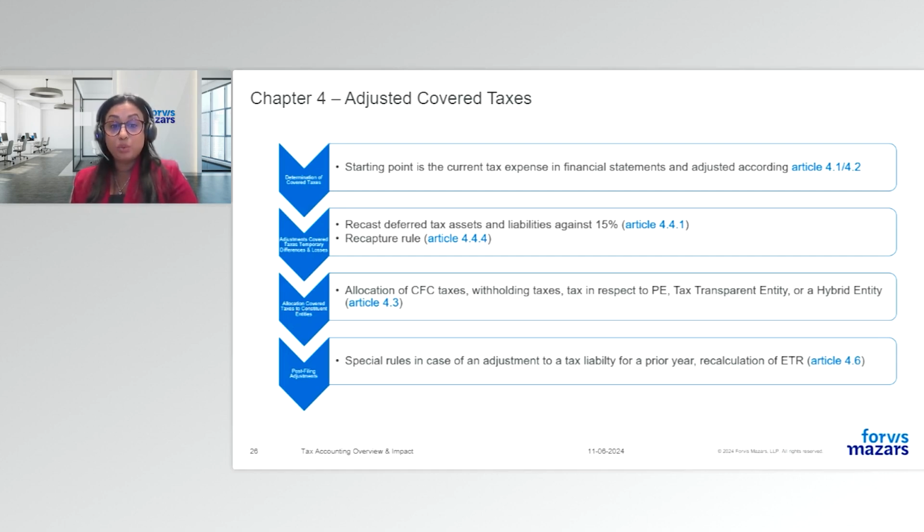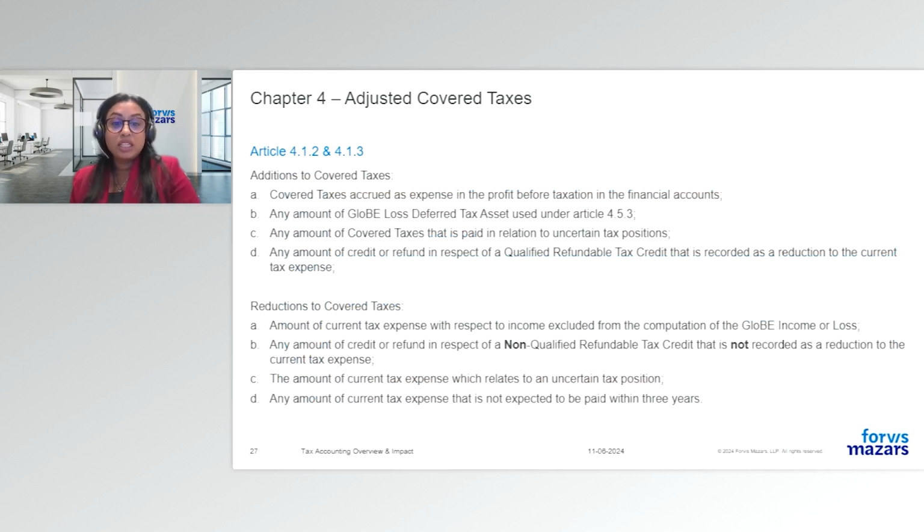Article 4.6.1 mentions that an immaterial decrease of covered taxes, that's under €1 million, may be treated as a reduction to covered taxes in the current fiscal year. There's an annual election for that. This simplifies the computation of the top-up tax under the GloBE rules. Increases to covered taxes are only taken into account in the current fiscal year. So this slide summarizes the additions and the reductions to the covered taxes, and we'll go through some examples right now to illustrate how that works out.